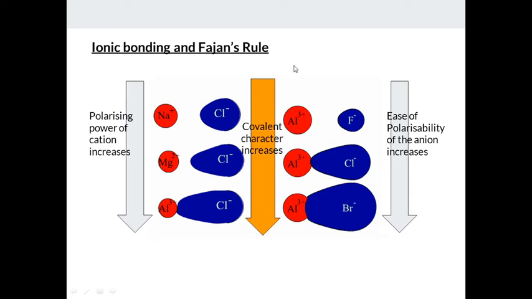As we move from aluminium fluoride to aluminium bromide, on the other hand, we note that the polarizing power of the cation remains the same in this case, right? Because the cation is the same, but the anion becomes larger and larger in size as we add more electronic shells. Thus, the ease of polarizability of the anion increases. There's greater polarization of the electron cloud, greater sharing of electrons, and thus greater covalent character. It is thus no surprise to us when you learn that aluminium fluoride is an ionic compound, but aluminium chloride and aluminium bromide are covalent.